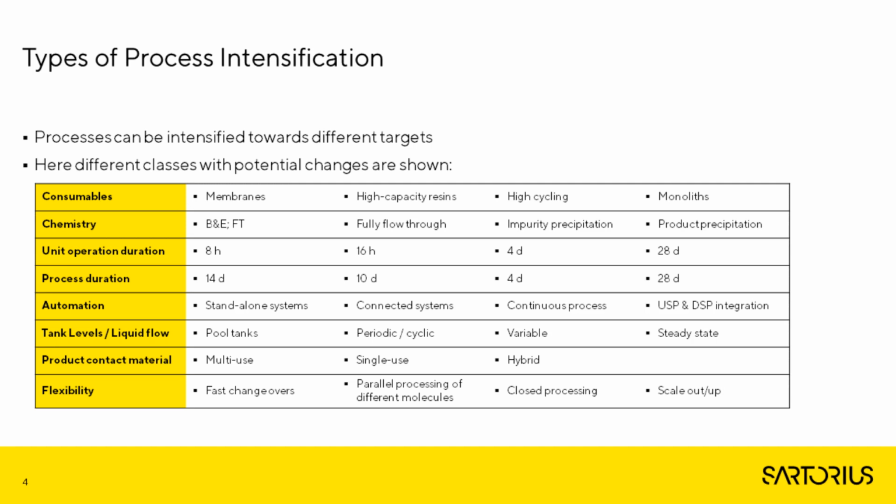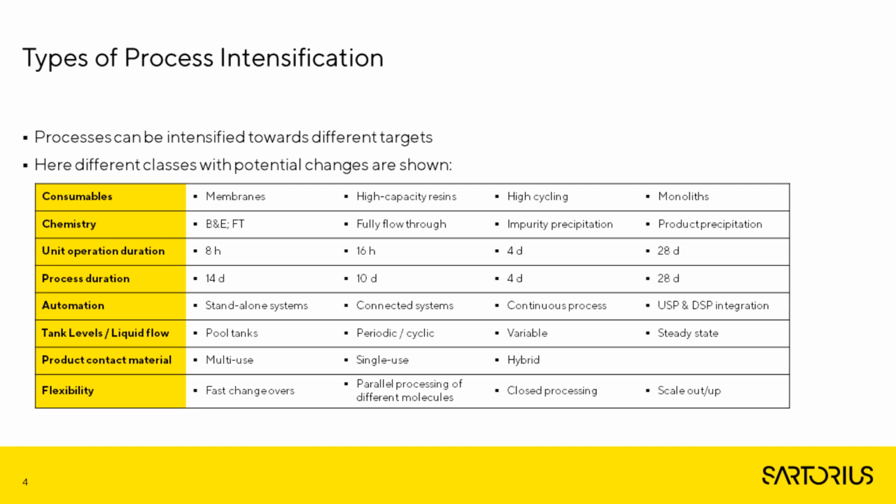Product contact material is also highly of interest. Is it multi-use, single-use, or a hybrid solution? And what type of flexibility are you addressing regarding fast changeovers, or do you want to process in parallel? Do you want to execute parallel processing of different molecules? Then closed processing would be of very high importance. And yeah, the scale-up, scale-out strategy is also interesting here.